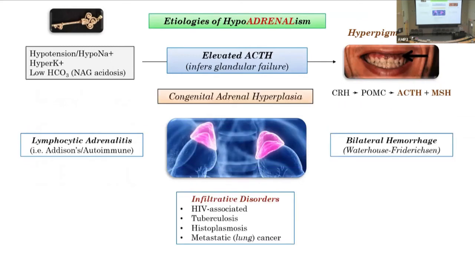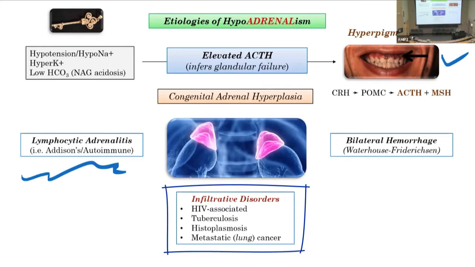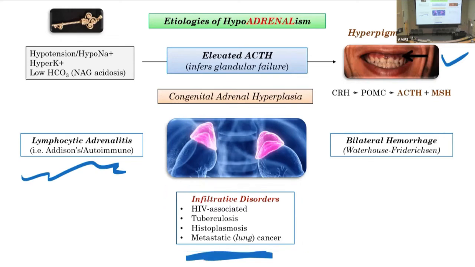How do you get to adrenal failure? So these are the main players, right? Addison's disease, which is going to be classically associated with the hyperpigmentation. You have these infiltrative disorders. So HIV can do it, TB, histo, metastatic lung cancer. As far as adrenal hemorrhage, those patients die, right? Those are described at autopsy. So you're not really getting into a lot of problems with electrolyte disturbances in those patients.